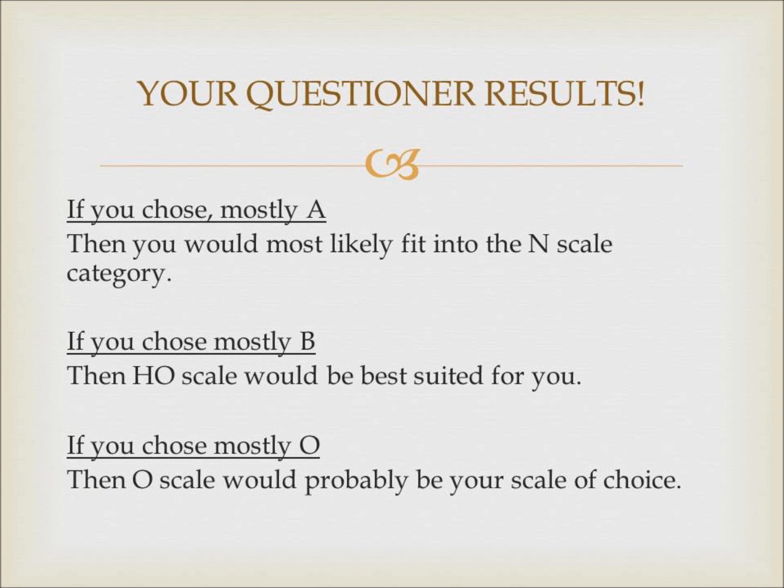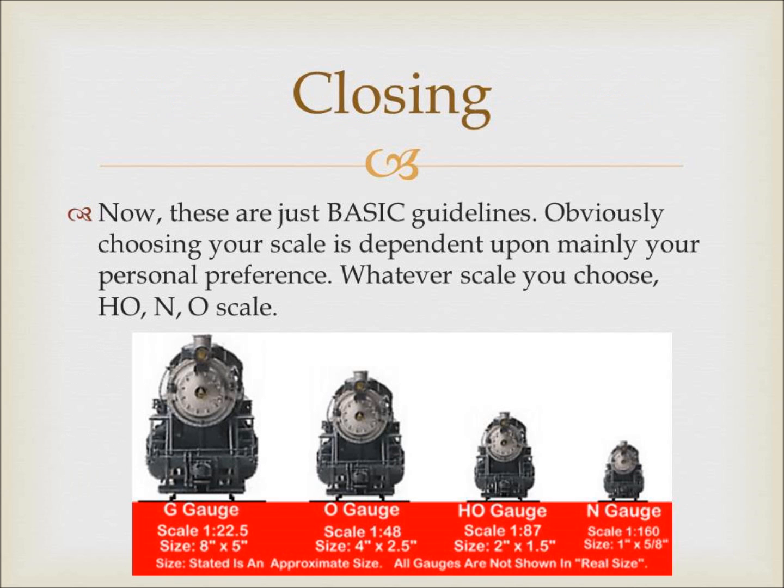Your questionnaire results. If you chose mostly A, then you would most likely fit into the N scale category. If you chose mostly B, then HO is the scale you would be best suited for. If you chose mostly C, then O scale would probably be the scale of your choice. Now these are just the basic guidelines. Obviously, choosing your scale depends mainly on your personal preference.